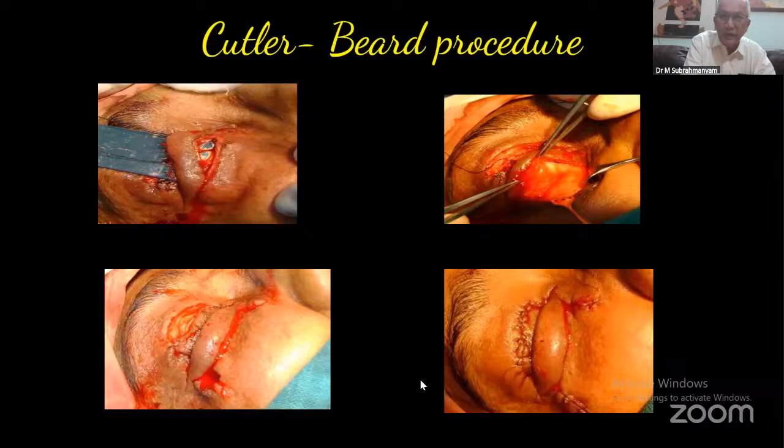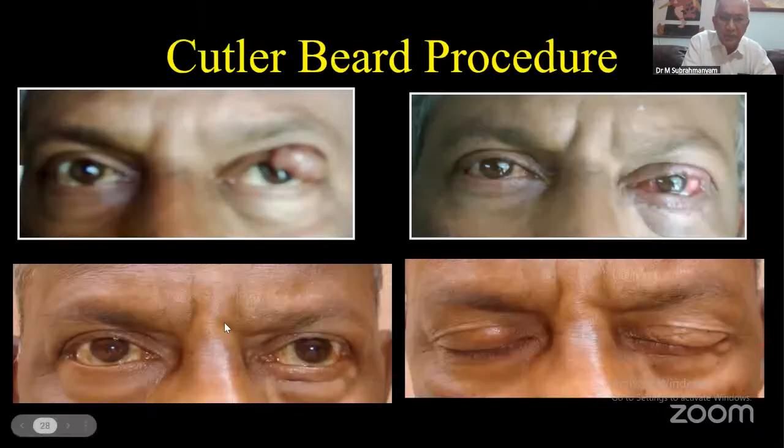This is the modified Cutler-Beard procedure, which I prefer because we are providing adequate tarsal support, which is not being done in the original procedure. So this is the patient with Merkel cell carcinoma. This is the post-operative picture after stage 2, when I have separated the upper lid and the lower lid. That's only within the first week after separation.